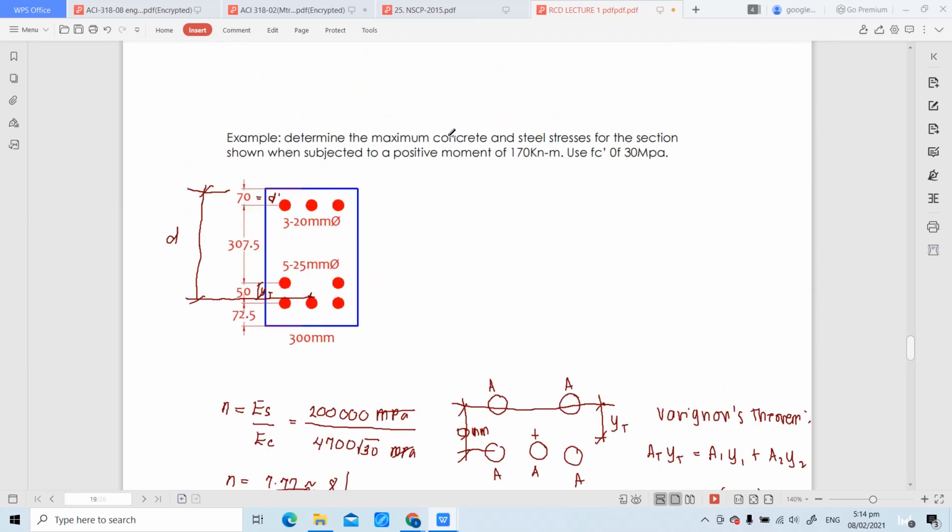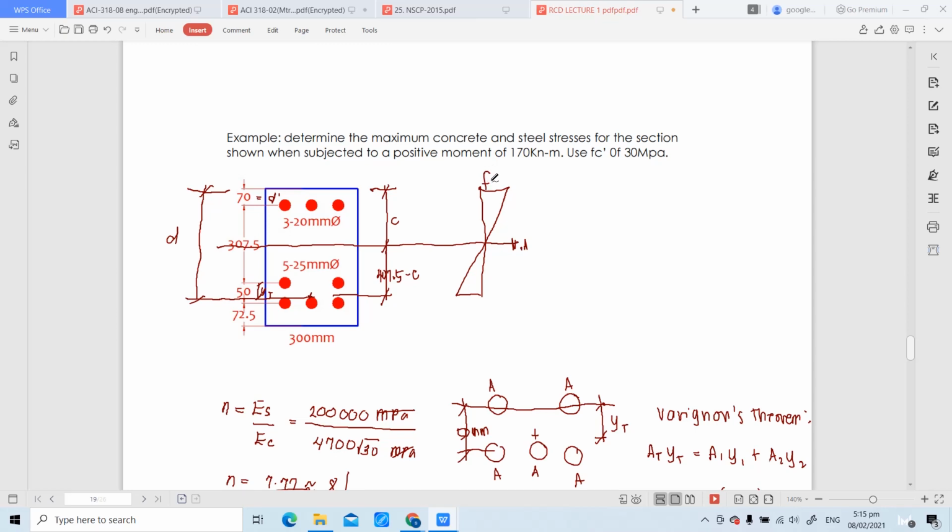Para ma-compute natin yung stresses ng concrete tsaka steel natin, let's analyze first where is the location of the neutral axis. Hindi natin alam. Let's say nandyan sa part na to. And let's say, from the extreme compression fiber ng concrete, papuntang neutral axis, ay a variable of C. Therefore, yung distance ng centroid ng mga bakal sa tension side, papuntang neutral axis ay D minus C, or 407.5 minus C.